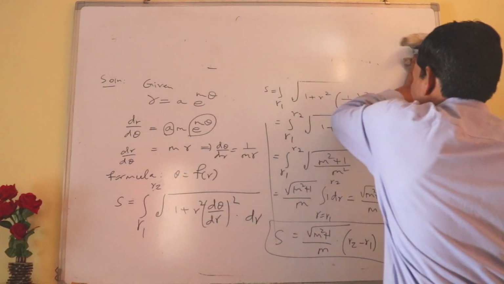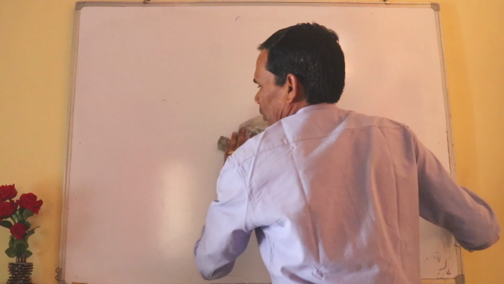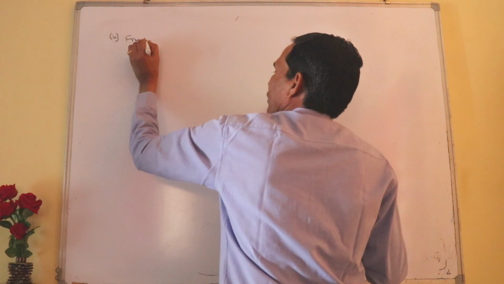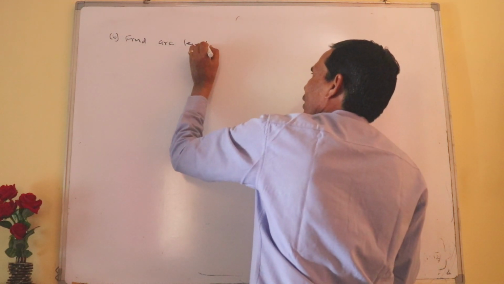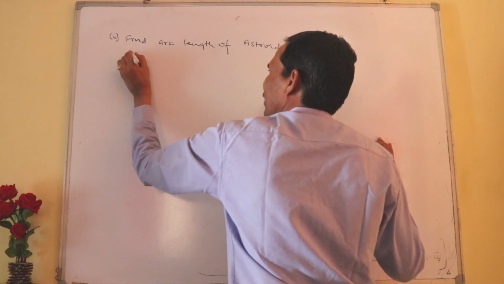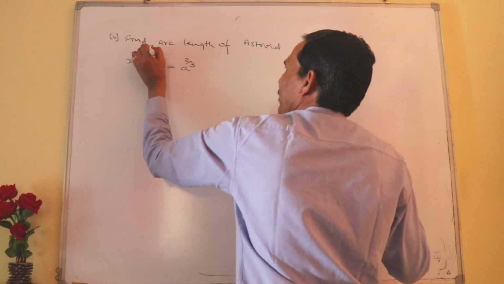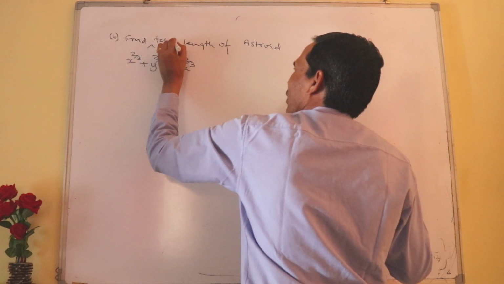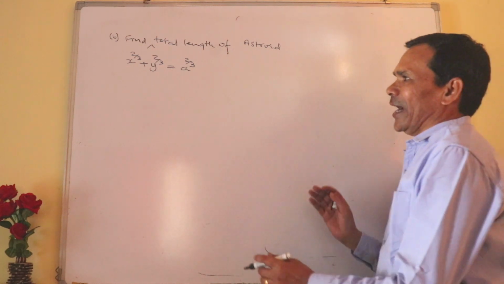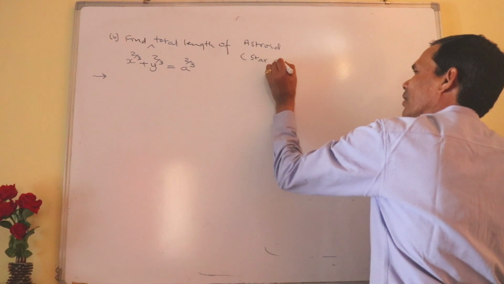Now next curve, sixth one. Find the total length of the asteroid x raised to 2 by 3 plus y raised to 2 by 3 is equal to a raised to 2 by 3. So this is a standard curve actually. This is an asteroid, means star shaped curve.